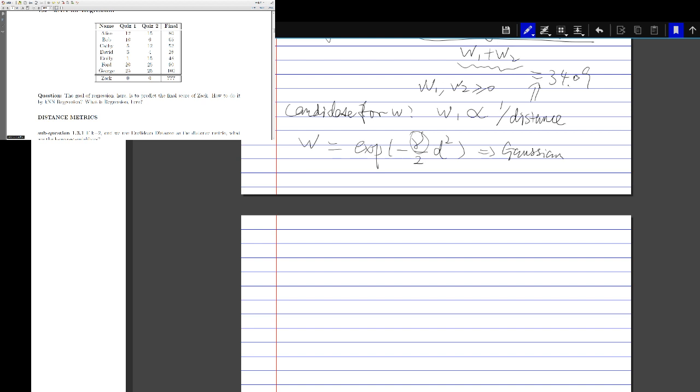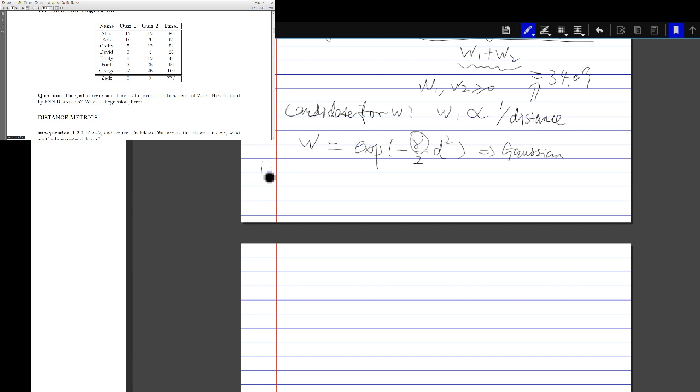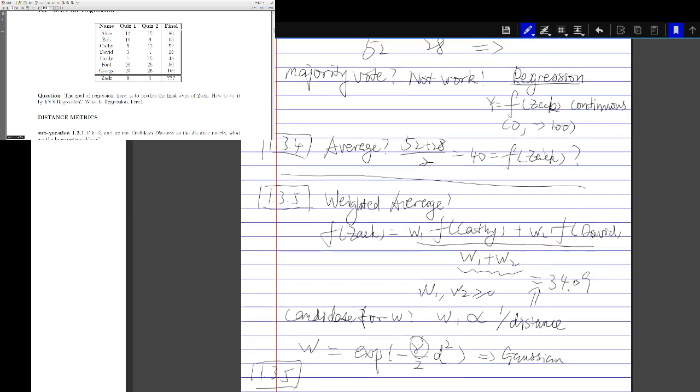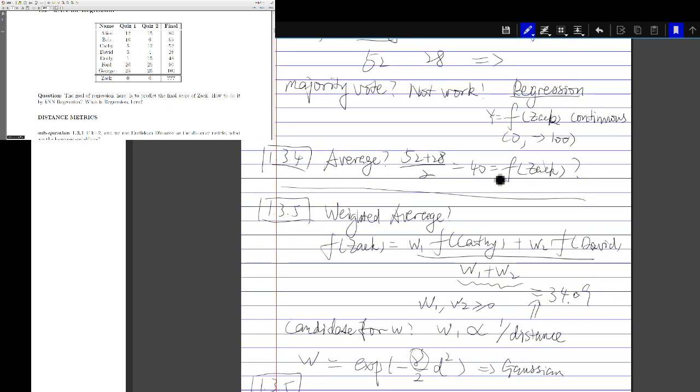All right, and let's see. This actually covers 1.3.5. And for 1.3.6, okay, yeah, 1.3.6 is really a conceptual question. It's asking you, okay, let's take a retrospective look at all these predictions that we arrived at. We use the average to arrive at 40 for Zach's final grade, and we use weighted average to arrive at 34 for Zach's final grade. Do you think these are good estimates?